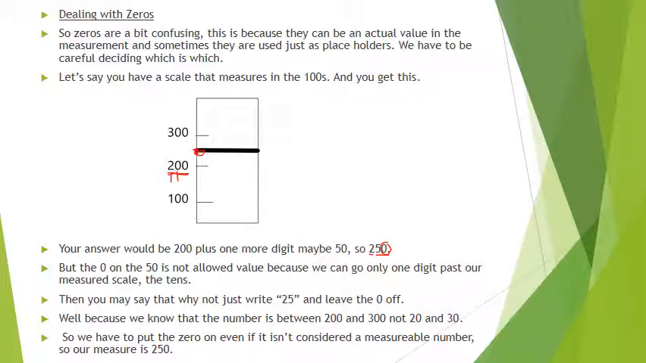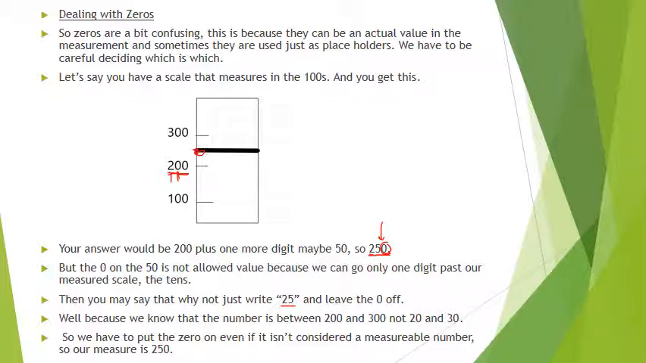It's almost like, why do you put it there if there's nothing there? Why do we put that 0 there? Well, if we just wrote down 2, 5, which we're really allowed, we know that this is not 25. This is between 200 and 300. So what we do is we put that 0 to represent that this is not 25, but this is 250. In this case, this 0 is a placeholder.